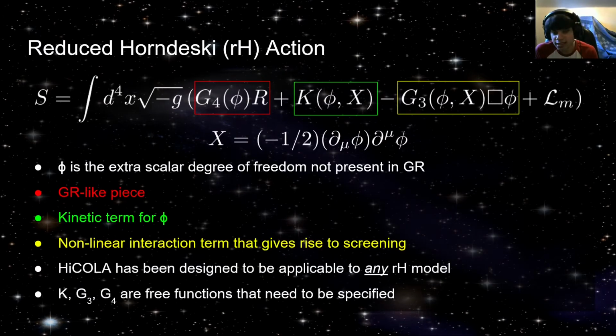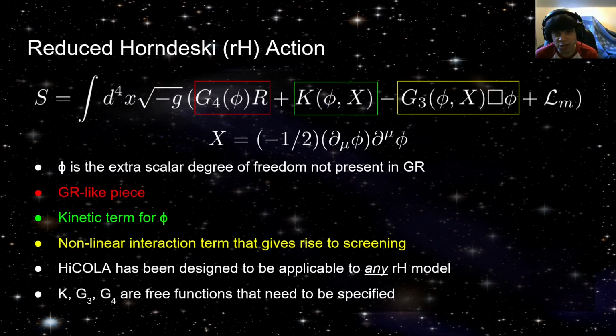So what theories is HiCOLA designed to work with? HiCOLA works with Horndeski theories, specifically reduced Horndeski theories. So these are Horndeski theories where the gravitational waves travel at light speed. And that's because we study these theories because of the constraints coming from GW170817. So just to briefly describe this action, phi is the extra scalar degree of freedom that isn't present in GR.